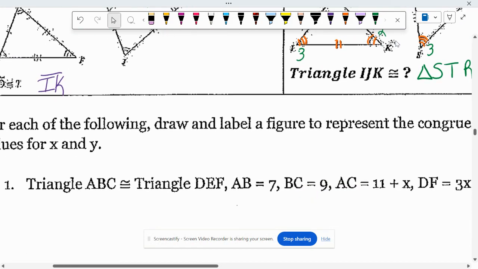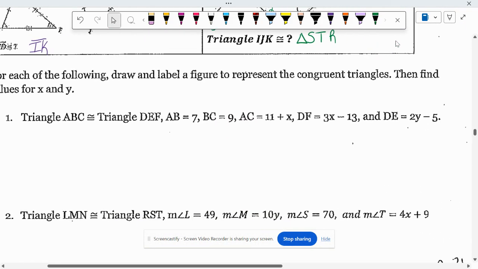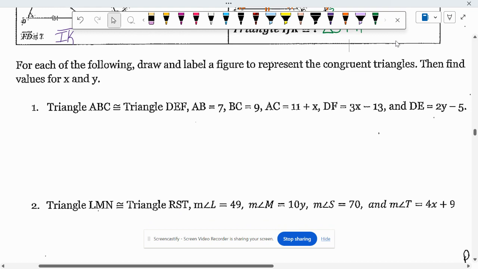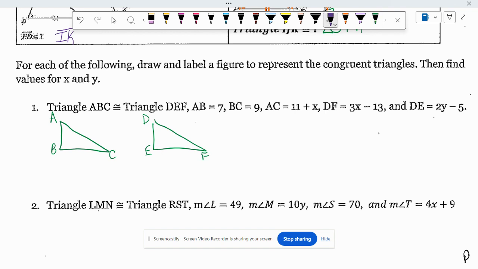Okay. All right. So for each of the following, draw and label a figure to represent the congruent triangles, and then find X and Y. Anytime I have to draw congruent triangles, my brain always just draws right triangles. It just is easier for me. So I just always draw 2 right triangles that appear to be the same size. I'm going to label the first one A, B, C, and the second one D, E, F. Now we have to put some measures in there, okay? It says that segment AB is 7 units. I'm going to put a 7 right here. It says that segment BC is 9 units. So I'm going to put a 9 down there.